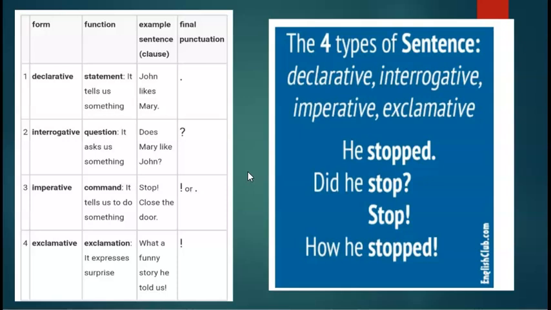The third one, imperative sentences. It tells us to do something. For example, stop. Close the door. After that we put an exclamation mark or period. Exclamative sentences express surprise. What a funny story she told us! Exclamation mark.